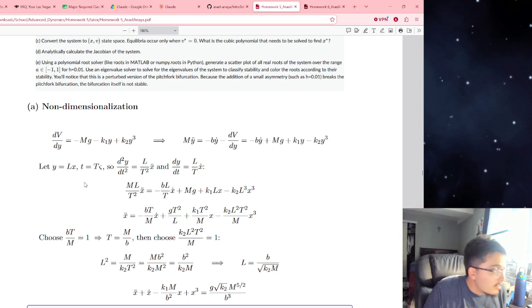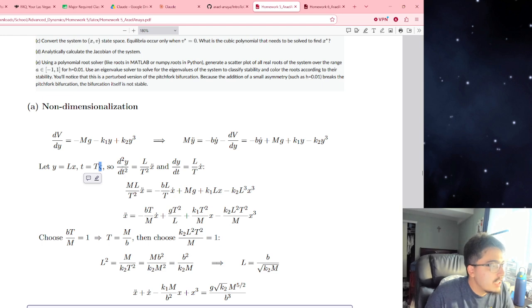To non-dimensionalize, first we're going to take our y and say it's equal to some L times x, where L is whatever parameter makes the system have no dimensions. We're going to do the same thing for time. We say that t is now equal to some capital T times some value.